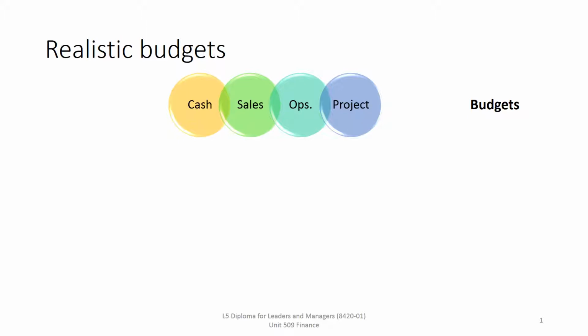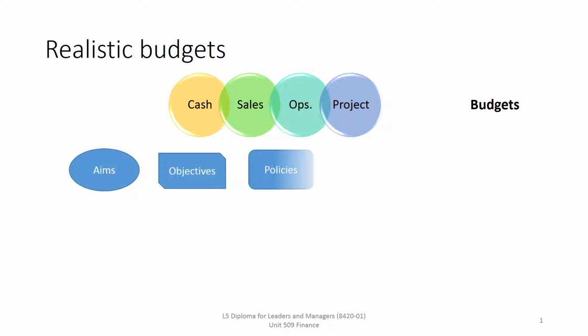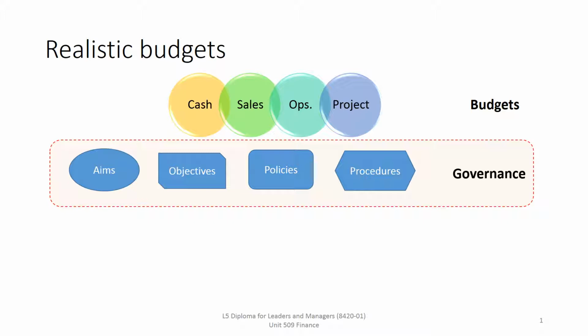So in part one of this session, we looked at the process for setting a budget. But what about it being a realistic budget? To ensure it's a realistic budget, you need to be aware of a number of things and gather the relevant information. Yes, there will be different types of budgets depending on the nature of the organisation, as well as its aims, its objectives, its budgetary policies and its procedures. They're all going to be part of financial governance.